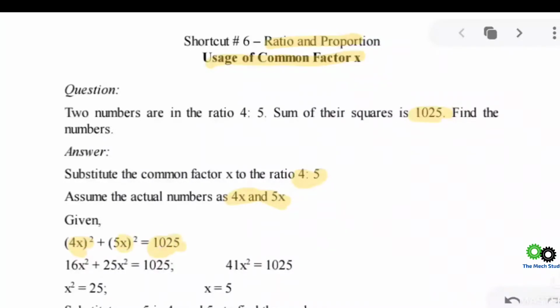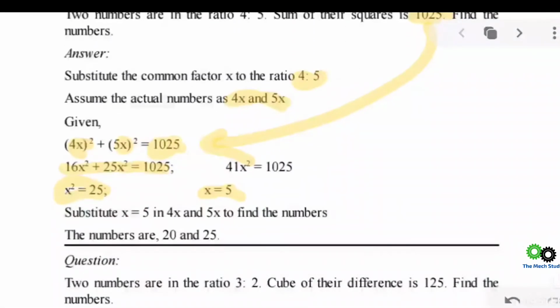Similarly, if you square that, because the question mentions the sum of squares, that's why we take 4x as the first number and 5x as the second number, because these are in the ratio of 4:5. And if you put the squares as per the question, you will get 16x square plus 25x square equal to 1025. If you solve, you will get x square equal to 25 and x equal to 5. Put x equal to 5 in the assumption for the two numbers, and you will end up with the numbers 20 and 25.